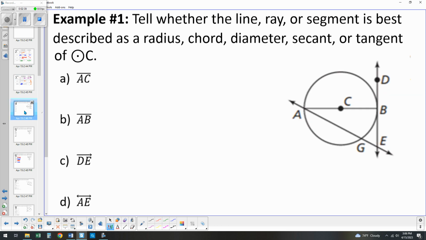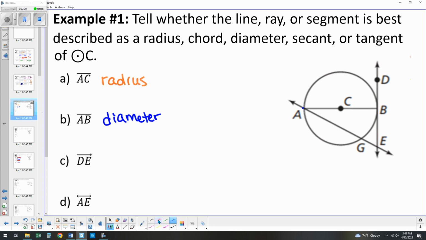So let's start out. Just tell whether the line, ray, or segment is best described as a radius, chord, diameter, secant, or tangent. So segment AC, if I look at my picture, AC starts at the center, goes to the edge. That is a radius. Segment AB goes from one side of the circle to the other and passes through the center, so that's a diameter. It's more specific than a chord because it went through the center.